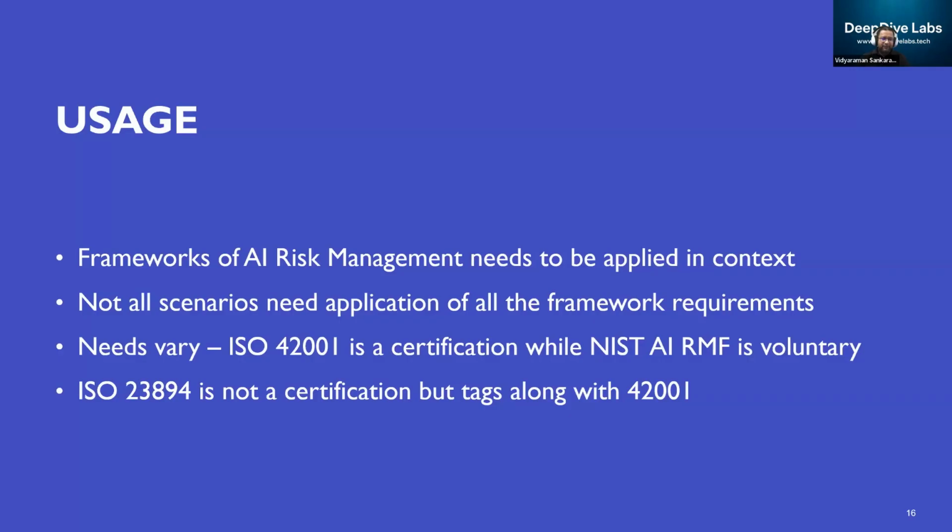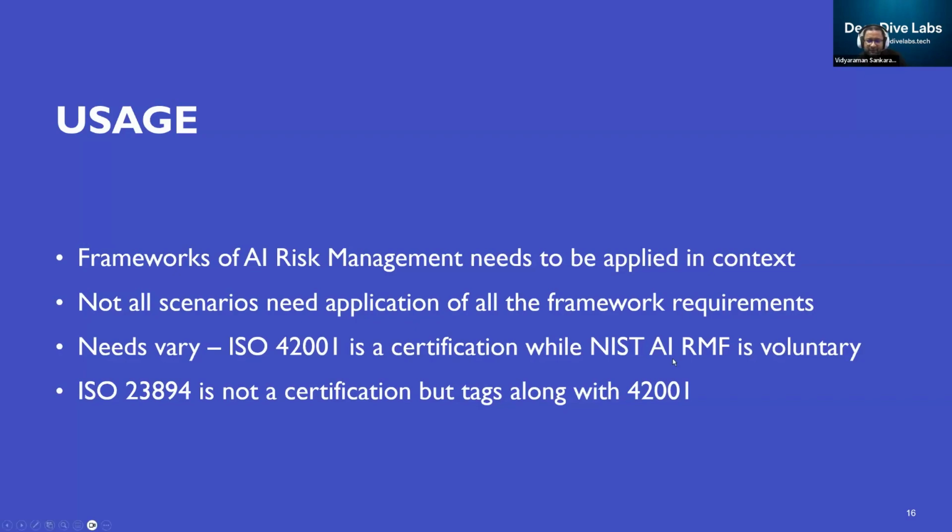However, ISO 23894 is the artificial intelligence risk management guidelines, but that is not a certification, but it tags along with 42001. So if you satisfy 23894, most of the documentation and the work that you have done there will just tag along and will help you complete 42001 as well. So it really depends on what your specific need is in terms of the work that you're doing and the societal impact or the actual product level impact that you have here.